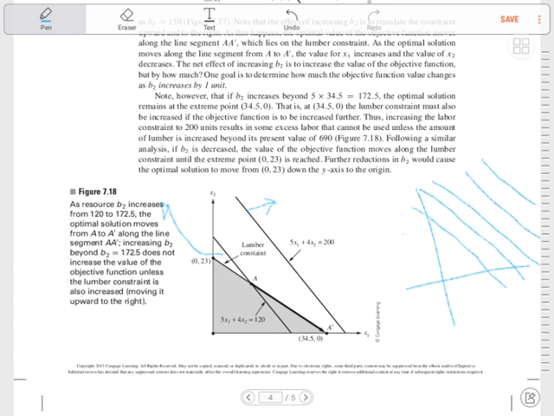And we know there was another constraint. What was that? The material constraint, that is the lumber constraint. The lumber constraint is coming along this straight line, this one. So the lumber constraint is remaining the same, it is invariant.